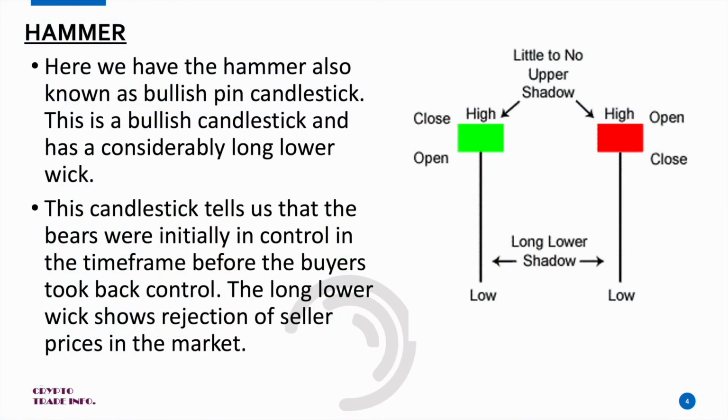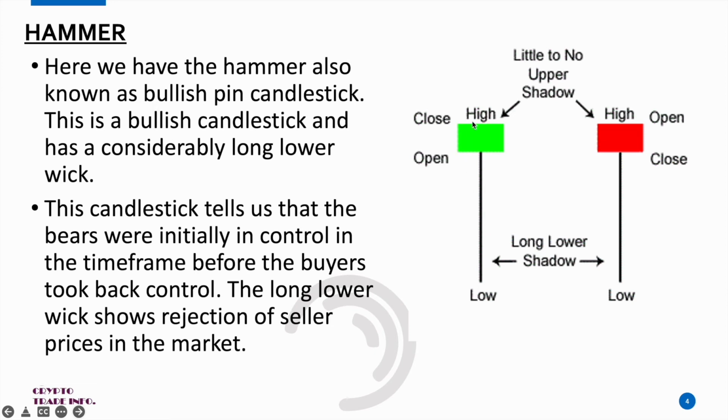Now let's talk about the hammer candle. Here we have the hammer, also known as the bullish pin candle. You can see the diagram we have here. It looks like a pin. And this bullish candlestick has a considerably long lower wick, as you can see.